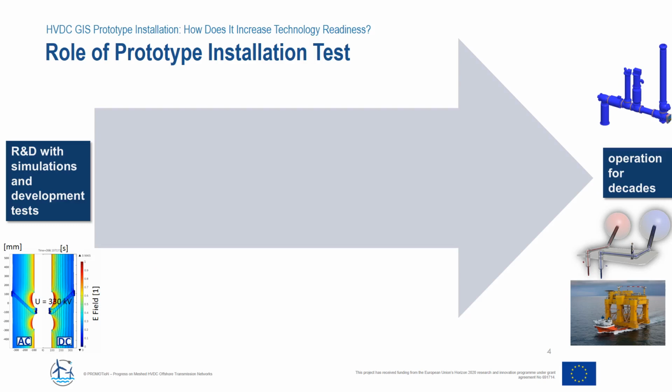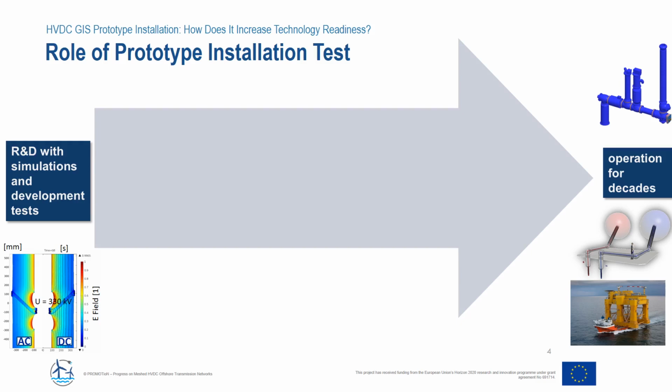What's the role of the prototype installation and the prototype installation test in the total product life cycle? When we have a new technology or a new product like HVDC GIS, when we as a manufacturer start with the R&D process, including simulations and development tests, the final goal of these efforts is to have a product that can be used in the field and that operates reliably for several decades.